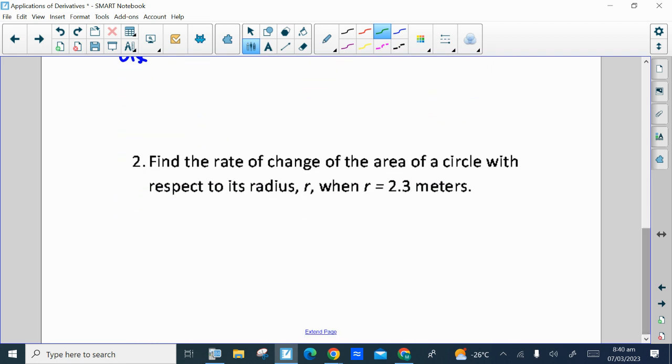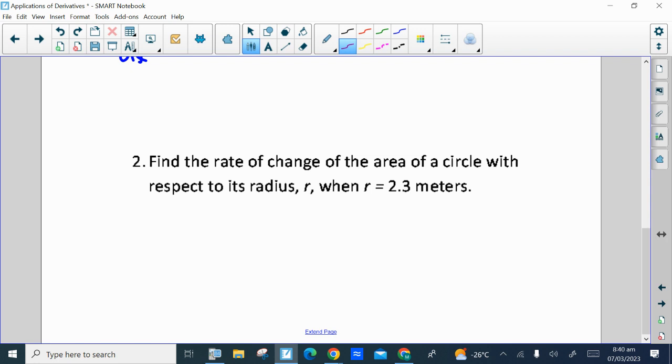So number 2 says find the rate of change of the area of a circle with respect to its radius r when the radius is 2.3 meters. So again, this means that the circle is changing in size. Once again, we will know at the final answer whether it's a positive rate of change, meaning it's getting larger, or a negative rate of change, meaning it's getting smaller, but we need to find the rate of change of the area of a circle with respect to its radius.